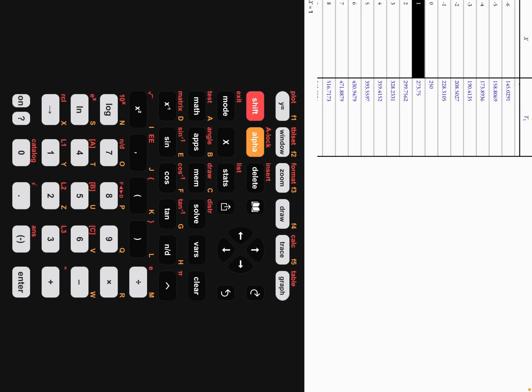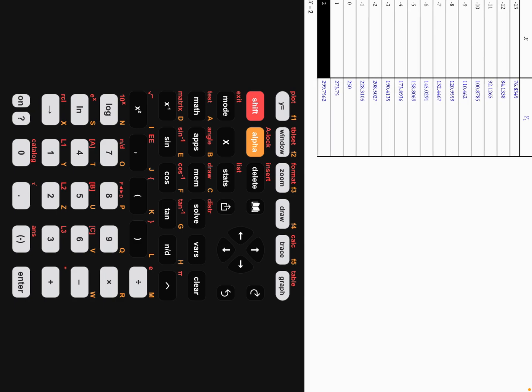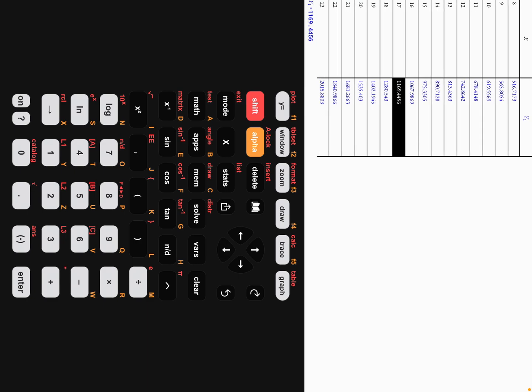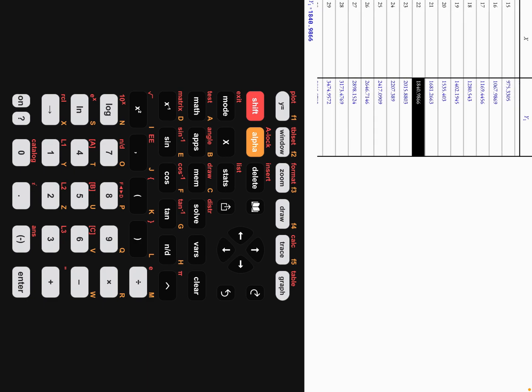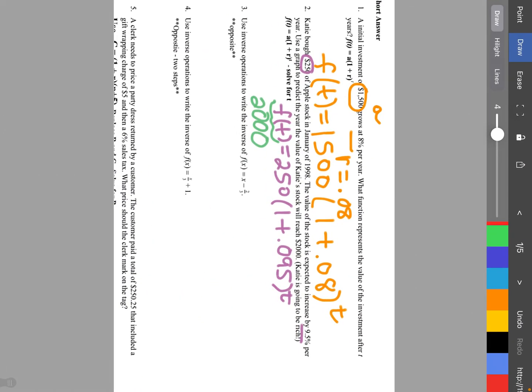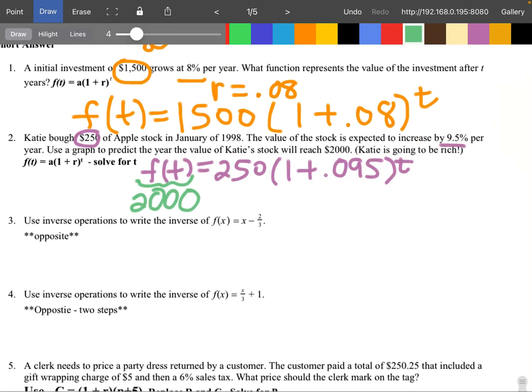You don't have to graph, you can just go to the table, and we're looking, so at year 0, I invested 250, so that was whatever the question said, and we want to see when I get to 2,000. So I'm going to look at my y values and scroll till I get to 2,000. Well, I get to 2,000 in year 23. So I don't get there until t equals 23.